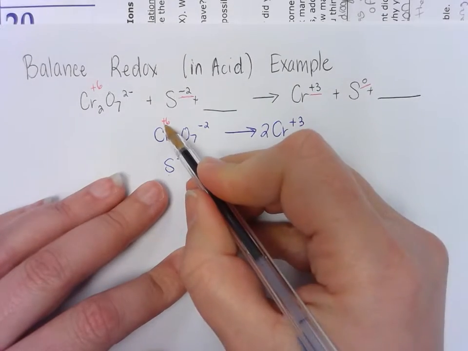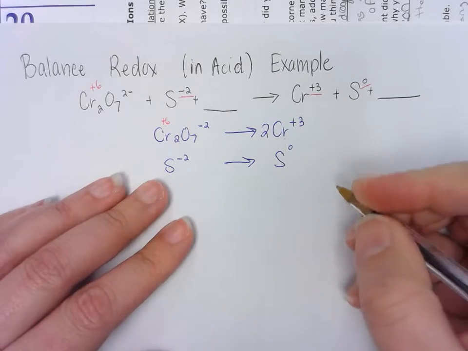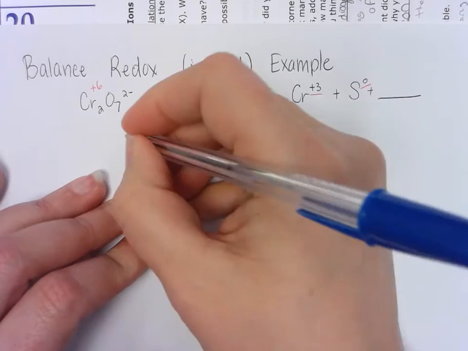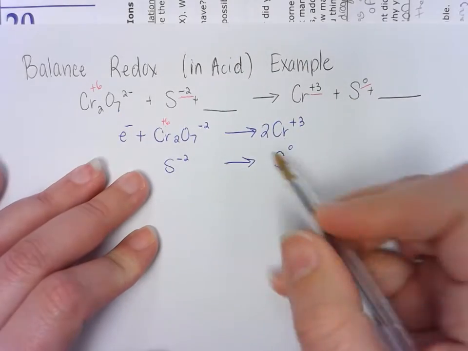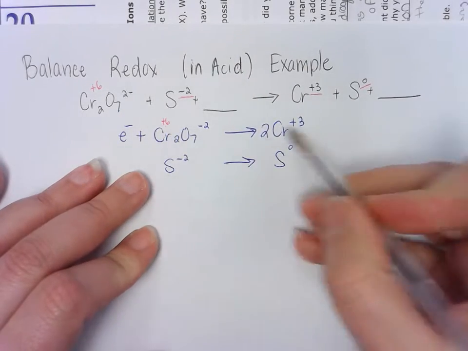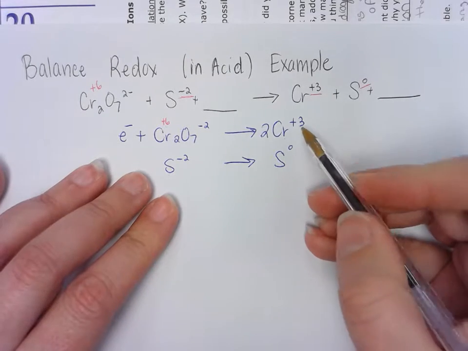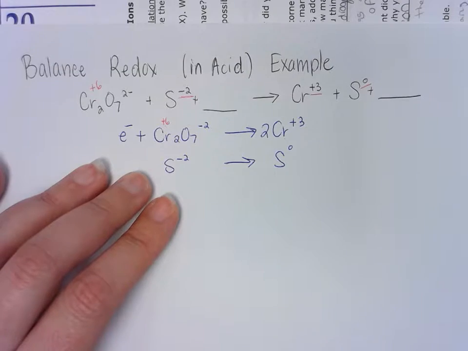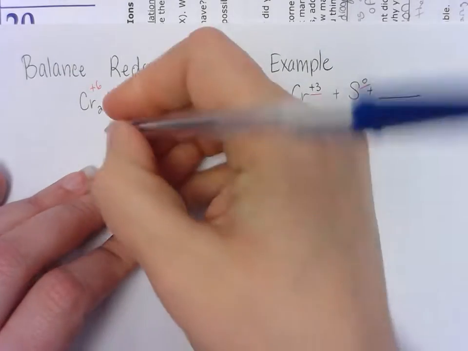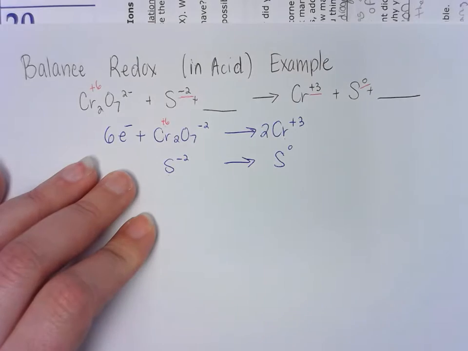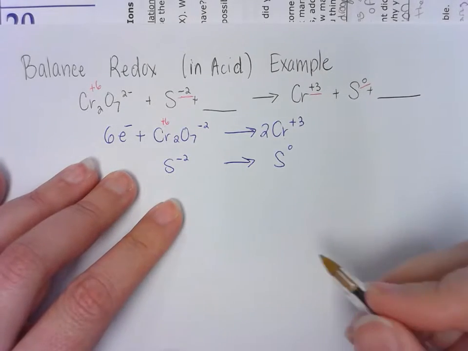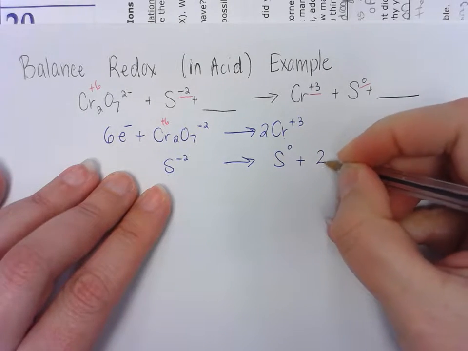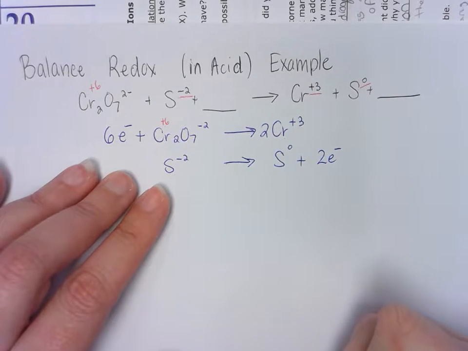I'm going from a +6 down to a +3. In order to do that, I need to have electrons on this side, and each one of these chromiums is going from +6 to +3. So that would mean each one would be changing by 3 electrons, but there's 2 chromiums in the overall reaction, so I need 6 electrons on the left. And then in this other reaction, I have a -2 to a 0, so on this side I'm going to have 2 electrons for this half reaction.